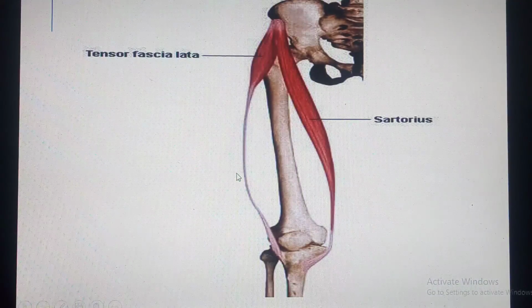Abductor of the lower limb. Then again, it's also going to help in what we call lateral rotation of the lower limb. All these things are going to happen at the hip joint, but in addition, I told you that these muscles are actually extensors of the knee. So it's also going to help extend the knee, or produce some extension at the knee joint.